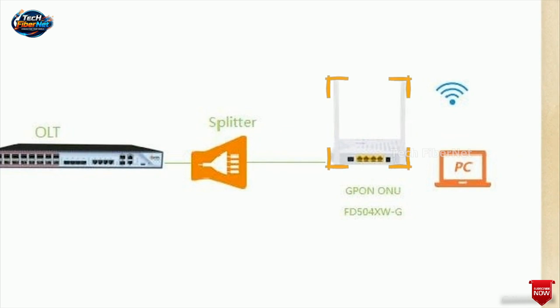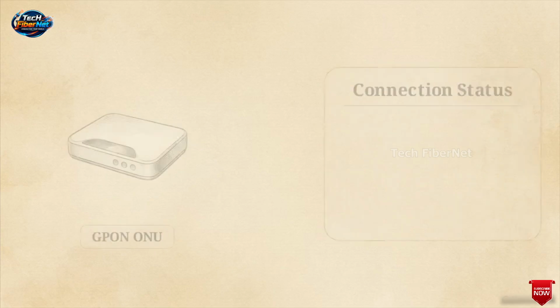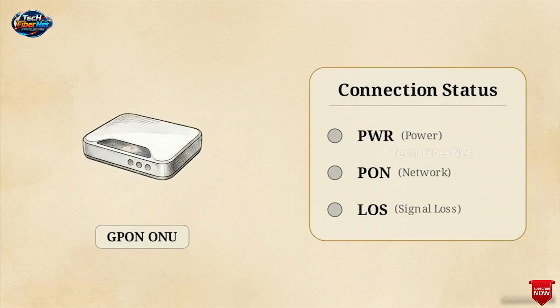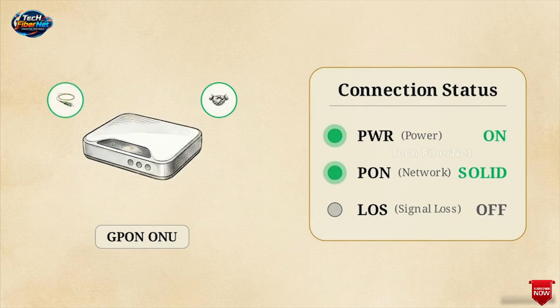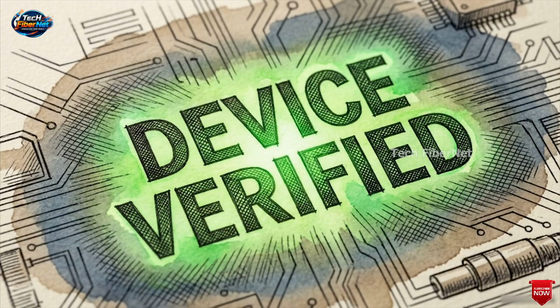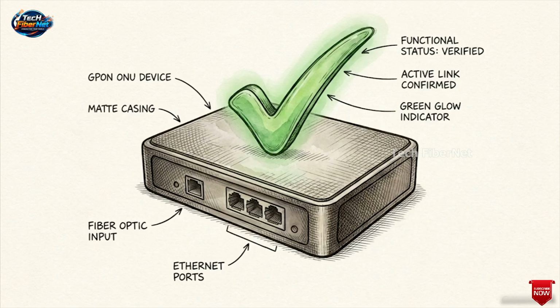Your PON light stays perfectly solid. A perfectly healthy connection has three specific states. The power light is on, the PON light is solid green, and the LOS light is completely off. That solid PON light is essentially a registration status. It means your internet service provider recognizes your specific device and trusts it to receive data.